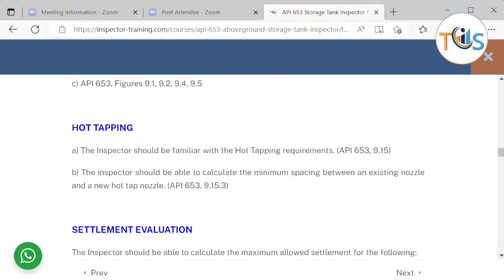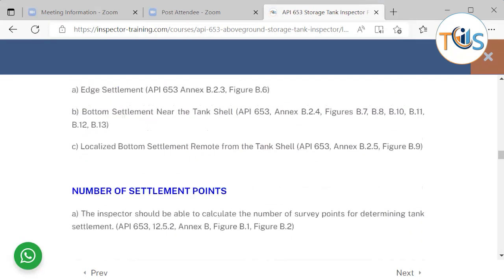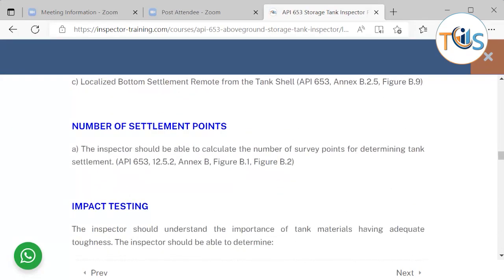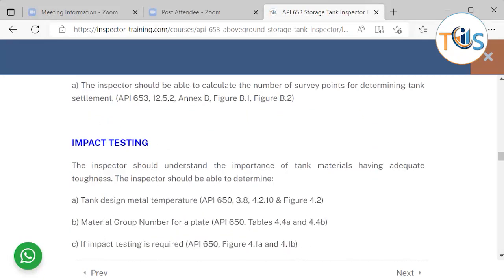Hot tapping means drilling a hole while the tank is in service, and that is covered in section 9 of API 653. You should be able to calculate the minimum spacing between an existing nozzle and a new hot tap nozzle. Again, it's the same section. You should also be able to do the settlement evaluation at the tank bottom. This is covered in API 653, including the minimum number of settlement points and the minimum spacing.